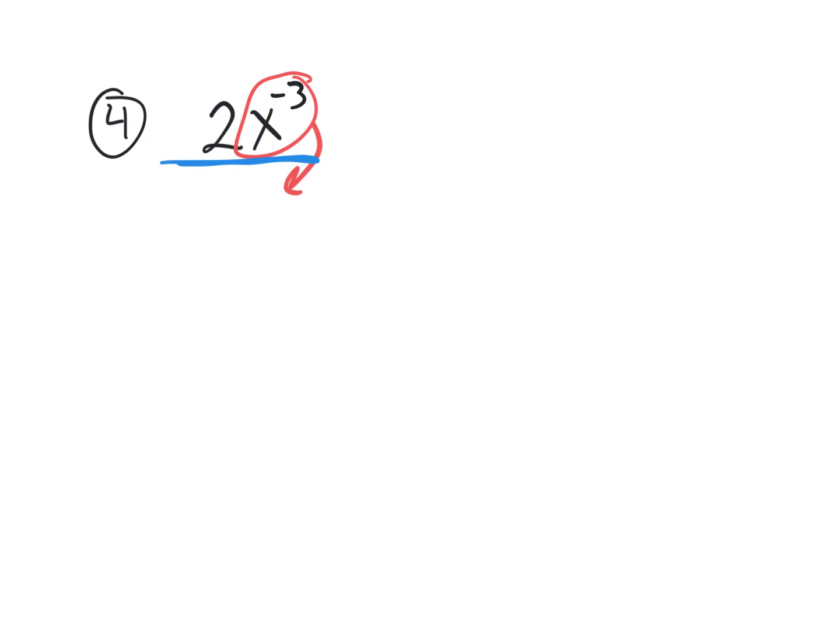That x to the negative 3, it moves down, and it becomes x to the positive 3. So if you moved it down and you changed the sign, you can now cross it out up on top. It's no longer up there. And there's your answer. 2 on top over x to the 3 on the bottom. You see, it's easy. Moving on.